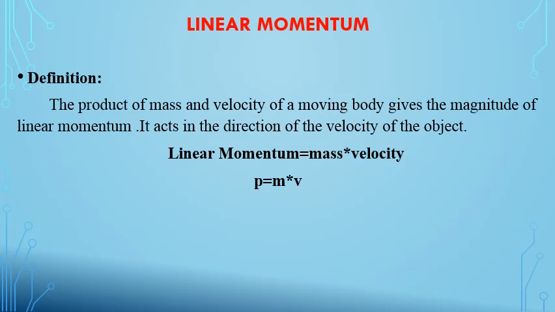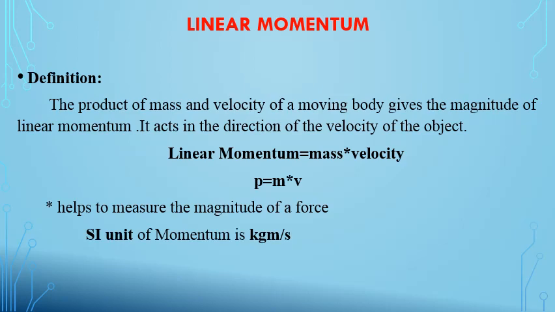The SI unit of linear momentum is kilogram meter per second, and in the CGS system it is gram centimeter per second. CGS means centimeter gram second system.